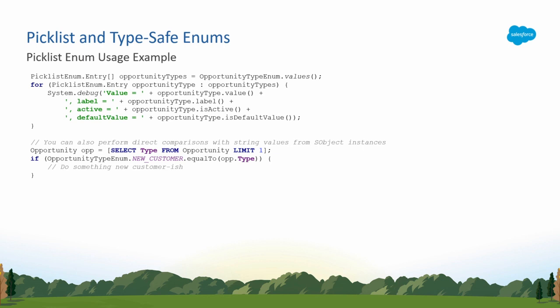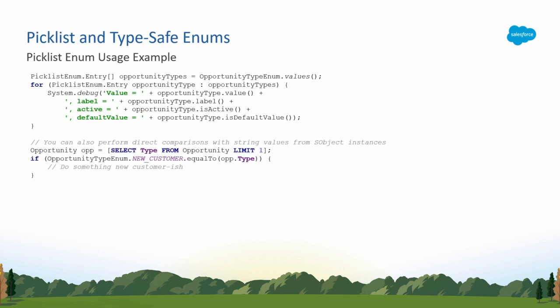The one that's marked as default, if there is one, is automatically moved to the first. Really handy for doing things like creating a drop-down off of this, things like that. You can iterate across those. Each entry is actually an inner class, Picklist enum.entry, and then you can pull the metadata-based information off of it. It took care of all that for you.